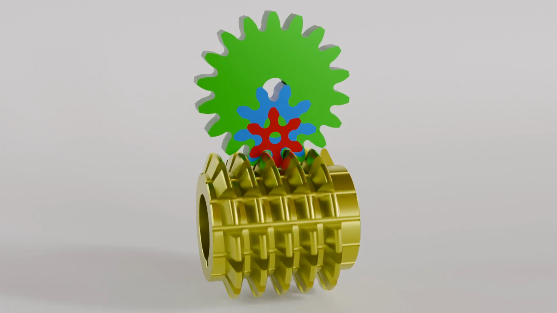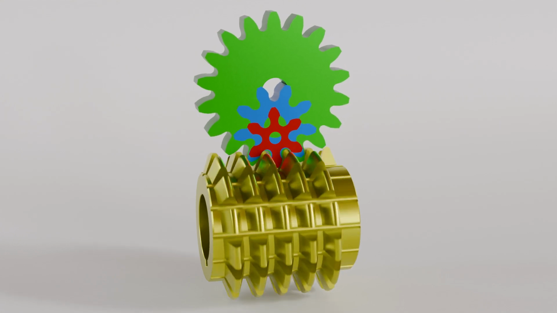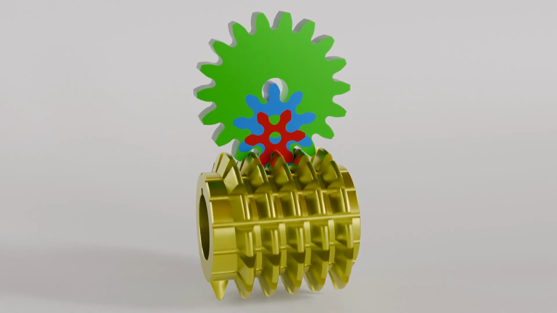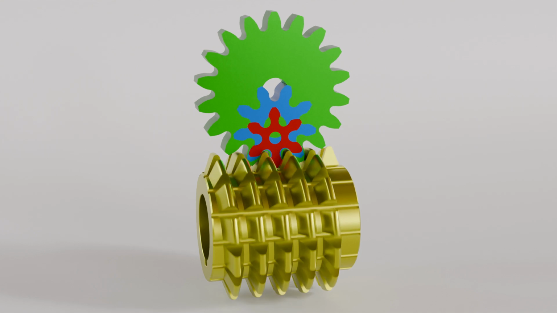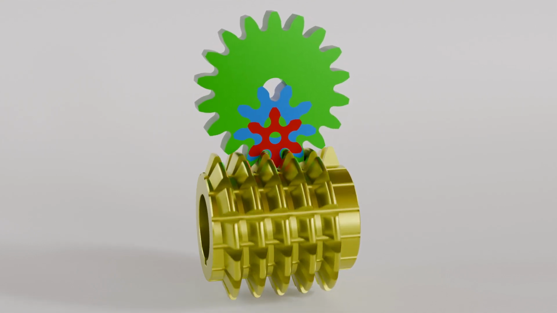In this video, we take a closer look at the so-called undercut of involute gears. This occurs when the number of teeth falls below a certain minimum number. The formula for calculating the minimum number of teeth is derived in this video.